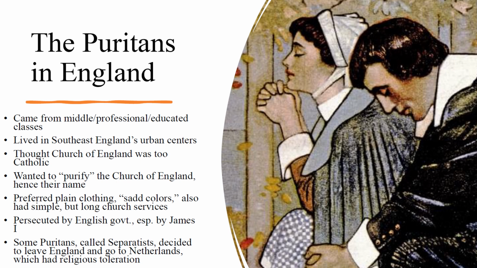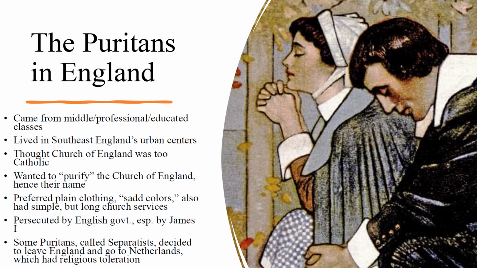They want to purify the Church of England, hence their name. The Separatists, though, they get fed up sooner and they want to be separate sooner than the rest of the Puritans. As far as the way they dress, they were called the sad colors, S-A-D-D. They're not really sad in the emotional sense. They're simple, plain colors, usually darker colors, dark brown, dark green, dark brownish red, even a dark purple. The idea is these colors, they will not fade. They're inexpensive, they're practical, they're easy to clean, and you don't draw too much attention to yourself.